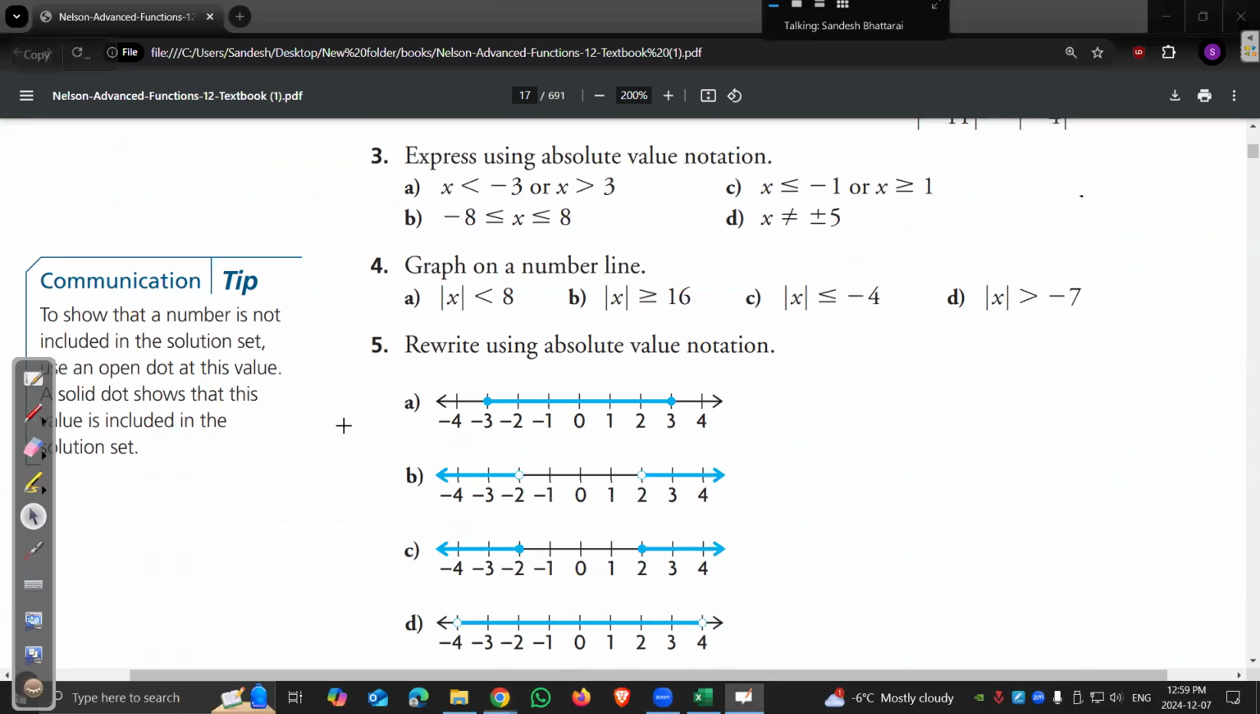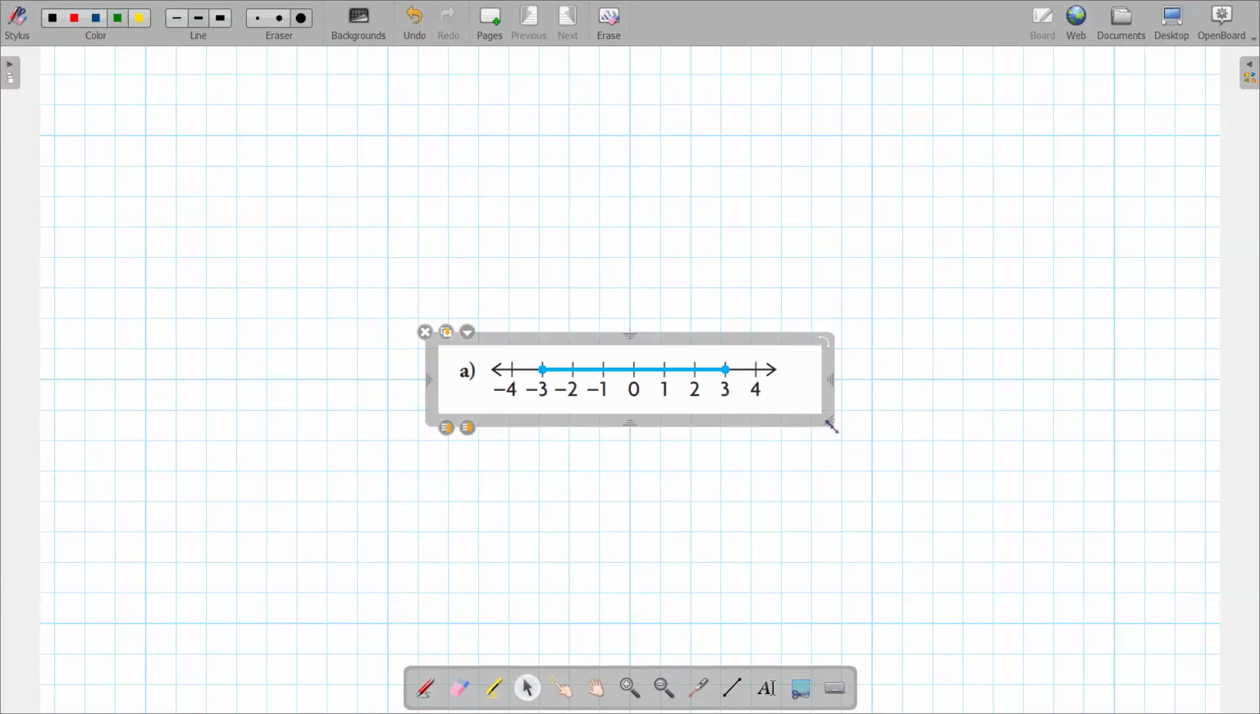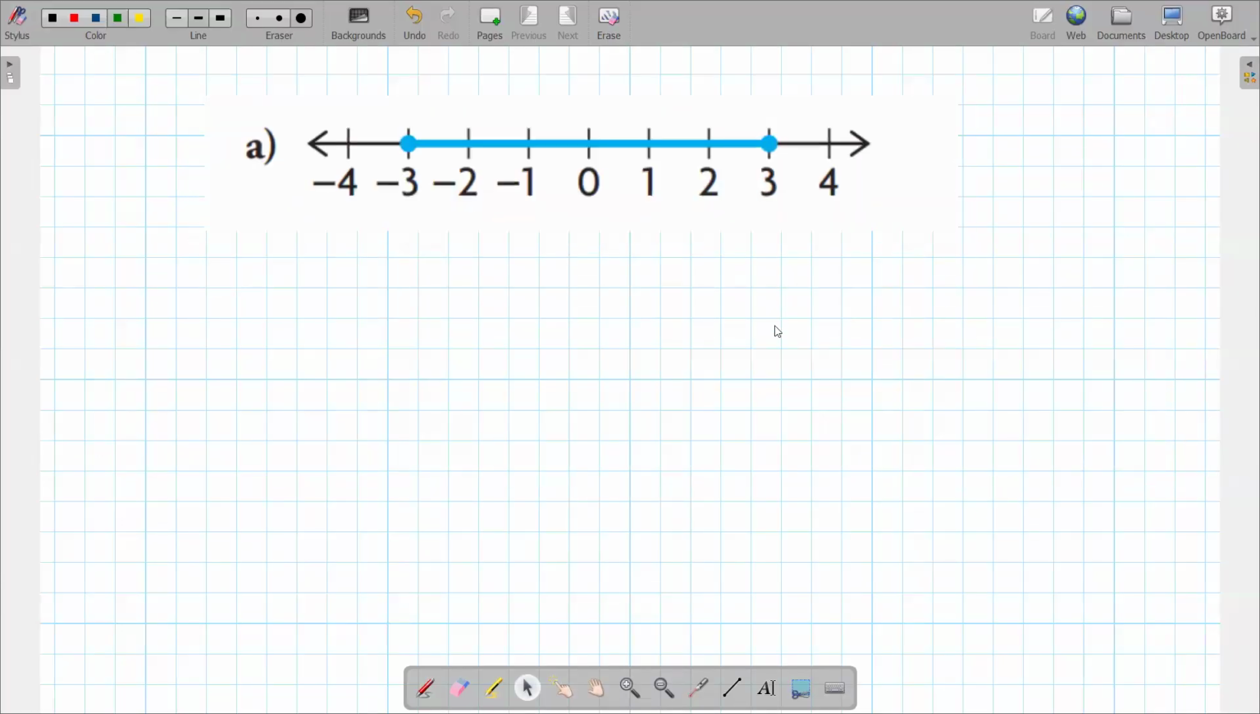What if we flip the script? Okay, what about this one? Now they've given us a sketch and we're asked to write it in absolute value notation. Again, it's easier than you think. It's always going to be x on the left side with an absolute value sign, and then there's going to be a number of interest. What's the number here? 3. So what's the sign in the middle? Less than or greater than? Less than. And it's also going to be equal to, because I think those are closed circles. And there you go. It's as easy as that.